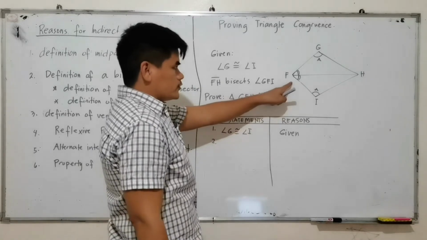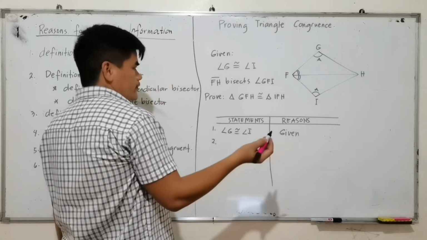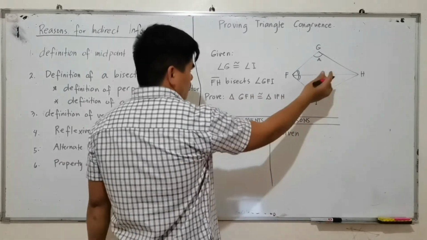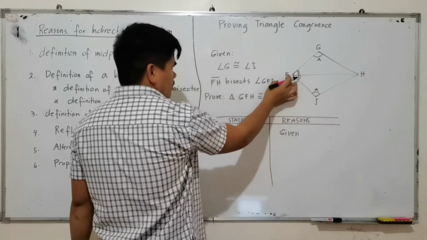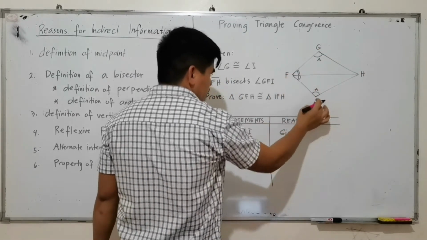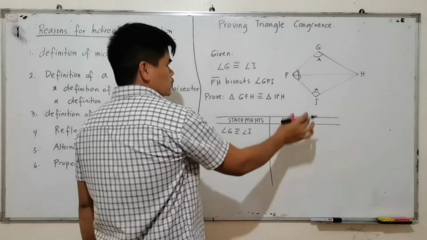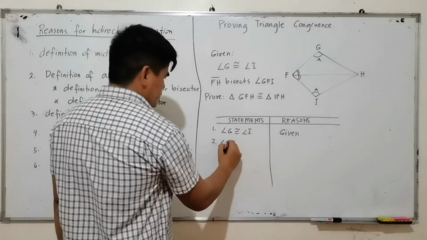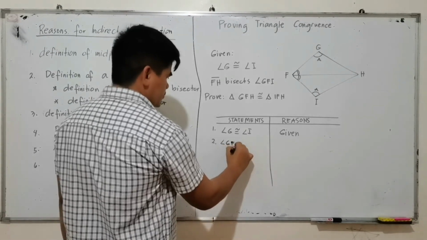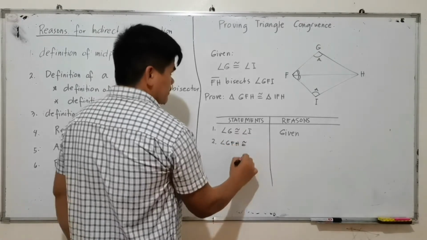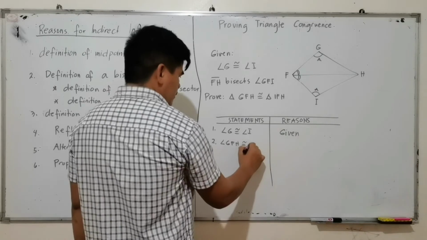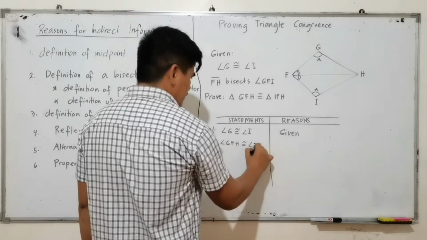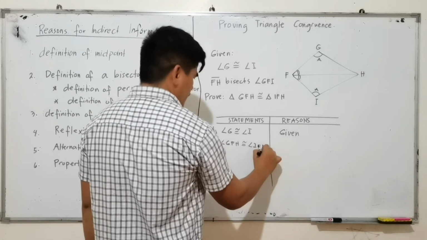These angles. The reason is definition of angle bisector. Since H is the angle bisector, this angle is divided into two parts. So we have angle GFH is congruent with angle IFH.